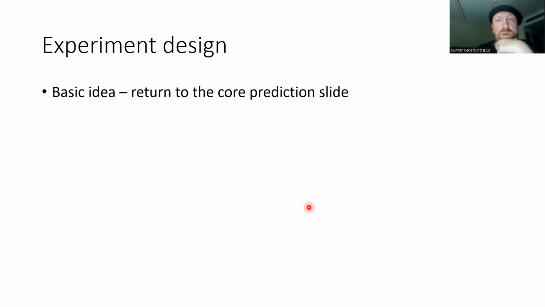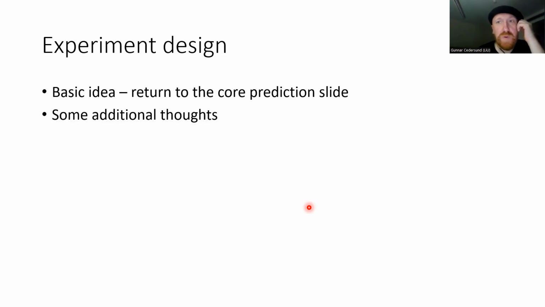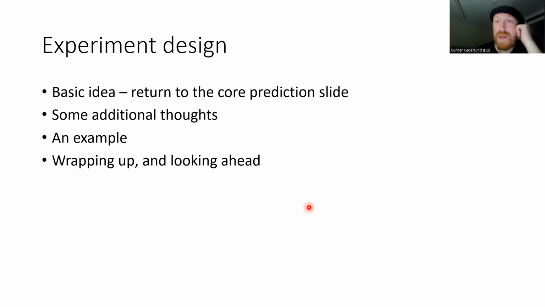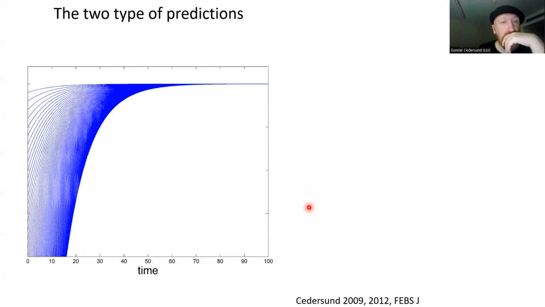We will look at the basic idea of how to do things. We'll return to the core prediction slide where we had the core prediction and we have the more uncertain side. And I will add some additional thoughts to that, and then we'll look at the concrete example. After that, we will wrap up and we will look not only at this particular video, but at the entire block and look a little bit ahead at the remaining blocks.